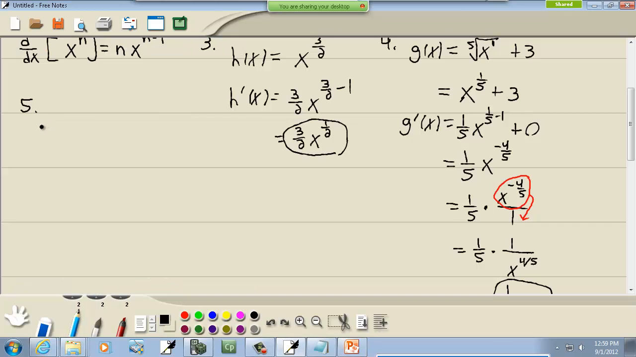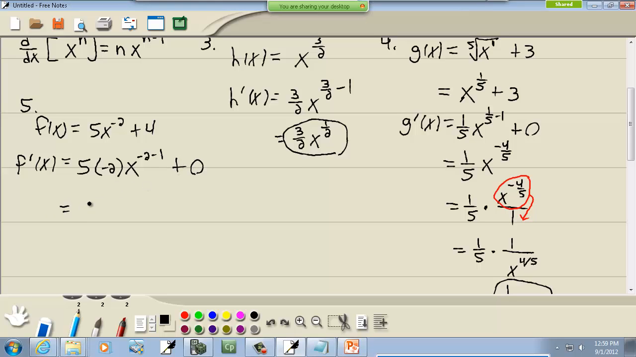We've got f of x is equal to 5x to the negative 2 plus 4. And we'll find our derivative, so f prime of x. If we have a number out in front, that stays out in front. Take our power, put it out in front, so put negative 2 there. And then lower it by 1, so minus 1. And then the derivative of a constant is just 0, so that drops away. So that gives us negative 10 x to the negative 3.